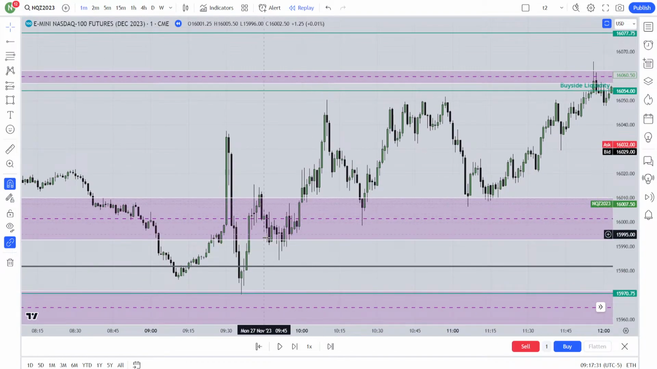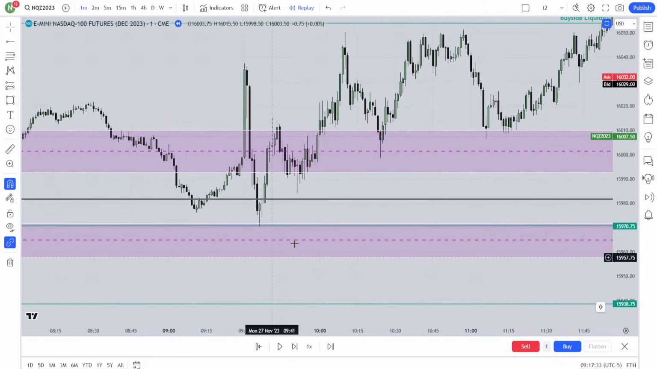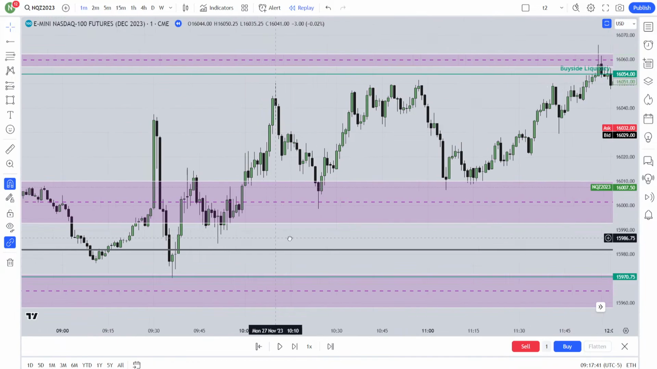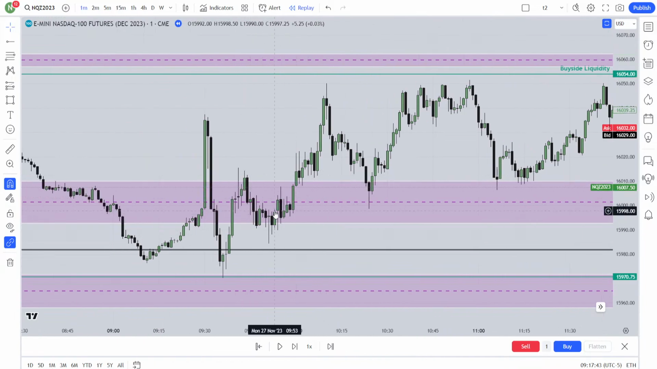Price came to this last fair value gap, but it failed to reject from the consequent encroachment, and I'm not interested in taking entry over here because I didn't get any setup over there. Now there are two setups over here. I told you that there are two types of setup. This one is for volatility, so I am not going to count on that.